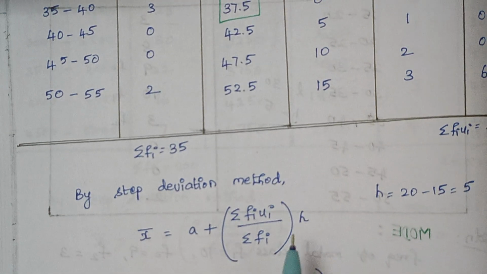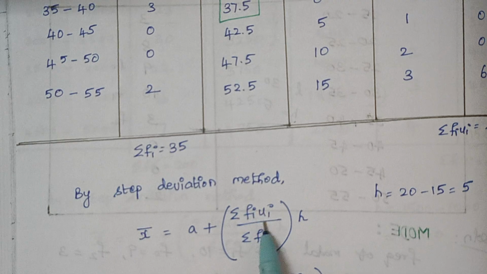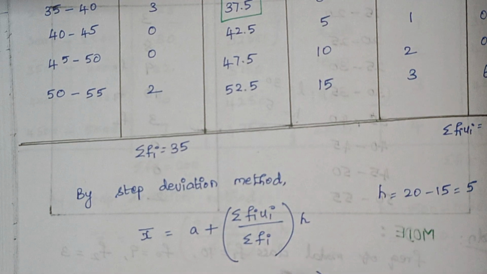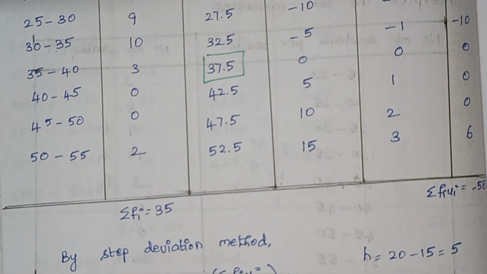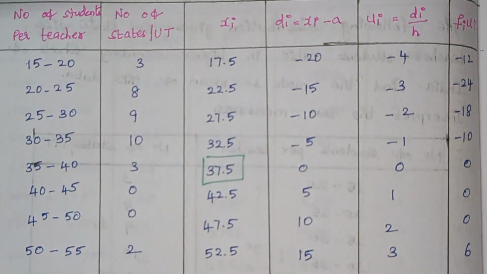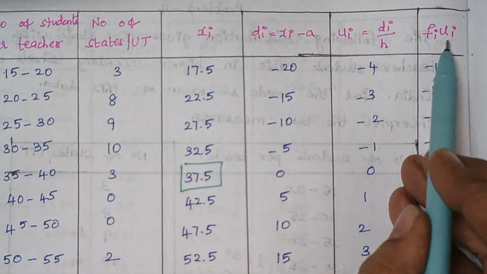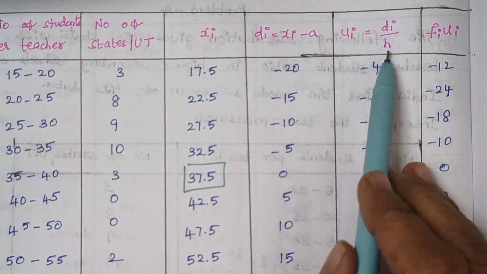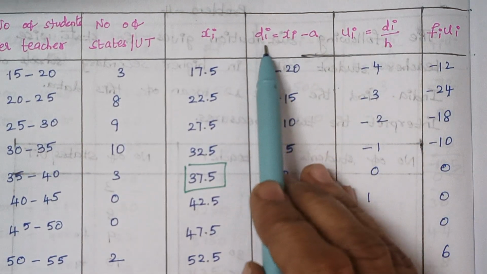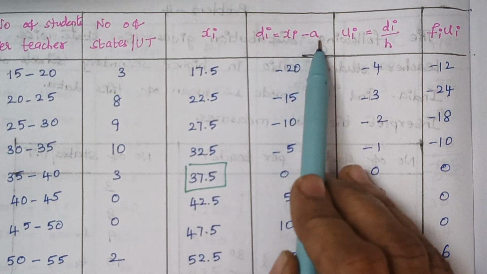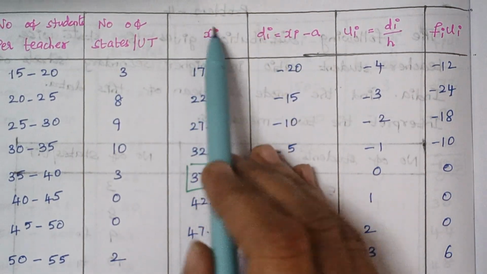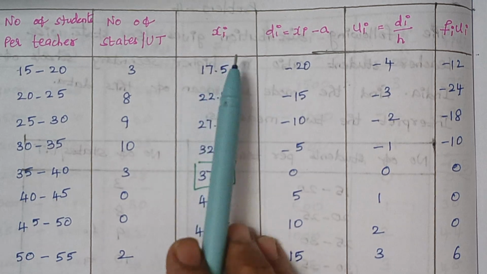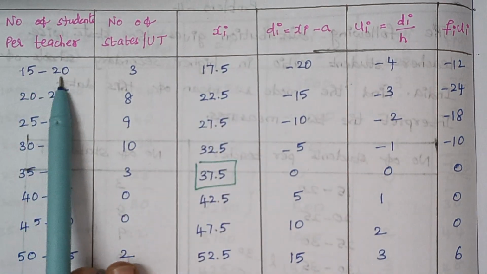Here we need the value of ui. So first we need fi ui. Fill the tabulation like this. First one is fi ui. What is ui? Ui is nothing but di by h. What is di? Di is nothing but xi minus a, and here we have to find xi. So xi is nothing but the average of the given intervals.